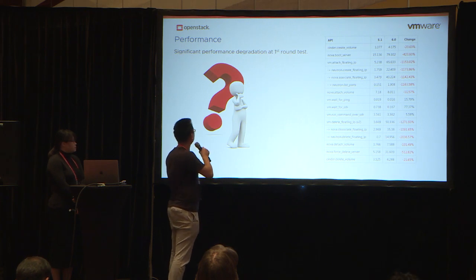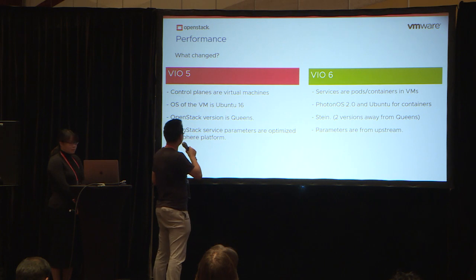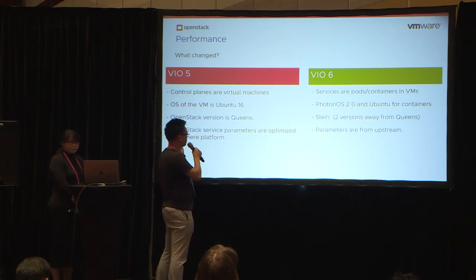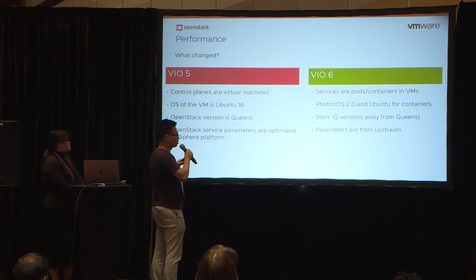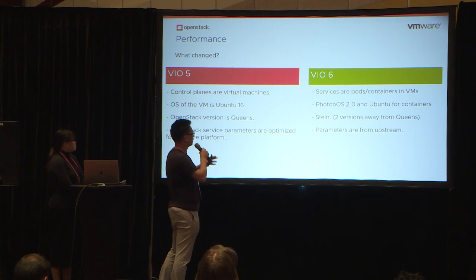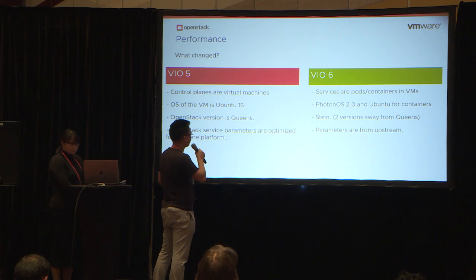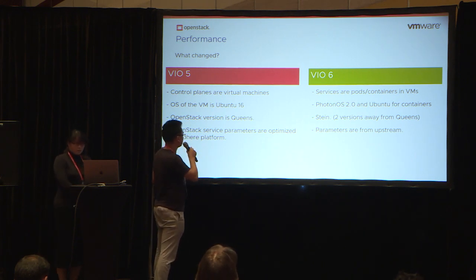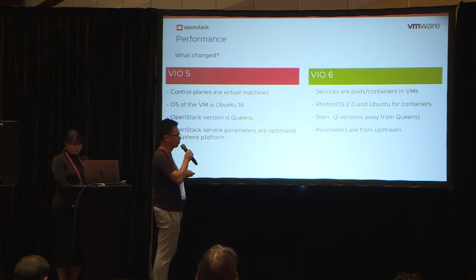So what happened? Let's check what changed during this migration. First of all, we are moving from VM to containers, and the base OS has also changed. We used to use Ubuntu, and now we use Photon OS, which is VMware's self-maintained Linux. We also know the OpenStack version has changed. We are moving from Queens to Stein, and the parameters may also change.